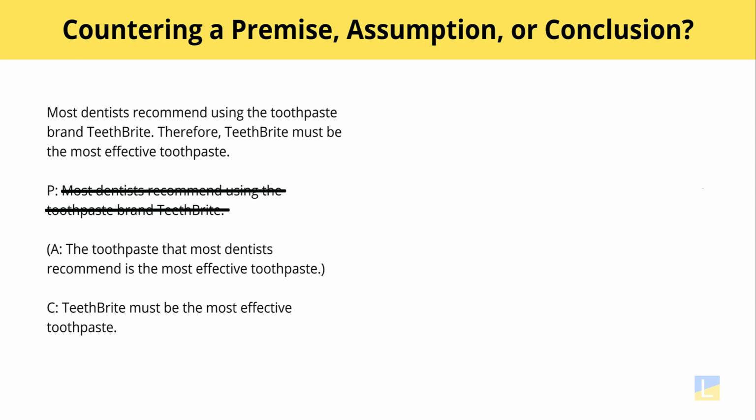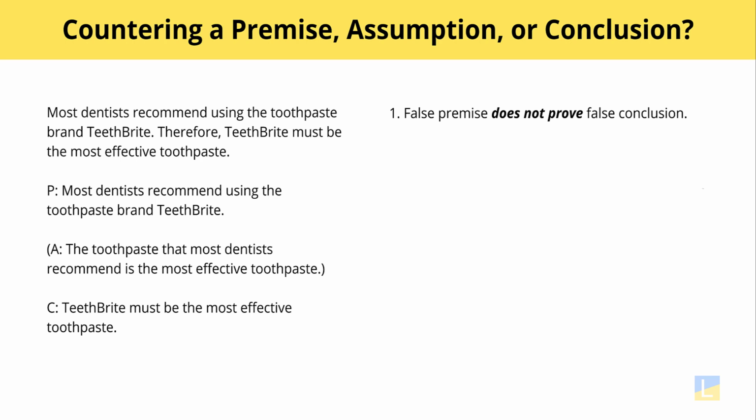Maybe if you do a bunch of tests comparing Teeth Bright to every other toothpaste brand out there, it's going to be the most effective. So just because the author of this argument believed that this premise proved the conclusion does not mean that if this premise is wrong, the conclusion has to be wrong. That's the first important principle that you have to understand. A false premise does not prove a false conclusion. Countering someone's premise does not mean that you have countered the truth of their conclusion.